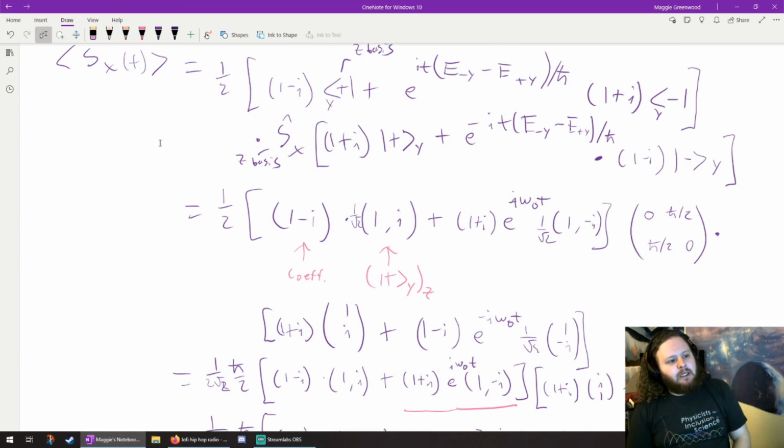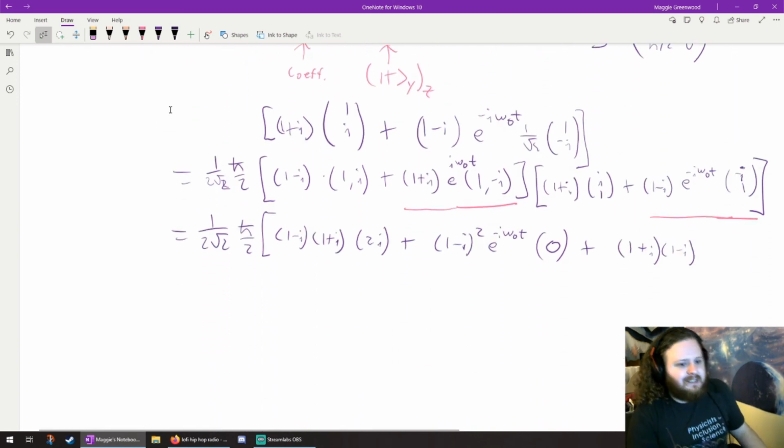And when I did that, I don't actually get a time-dependent expectation value for Sx. I'm just going to keep going and see what I get, because I think I'm doing what I'm supposed to be doing here. The thing that freaked me out is that I found no time dependence. My two e to the i omega t terms have murdered one another, and so they're no longer there. 1 minus i dotted with minus i, 1 is minus 2i.